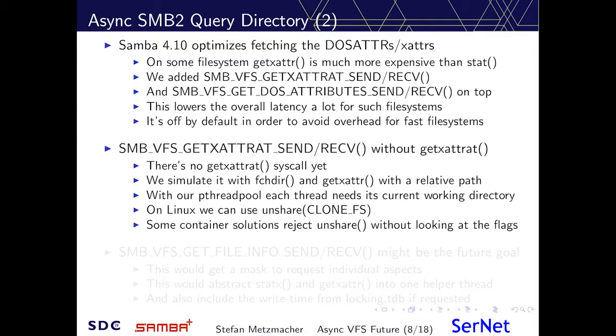So you may wonder about having getxattr add send and receive without having a getxattr add syscall. But this is actually what we would like to have, and we found that it's possible to use fchdir and then getxattr with the relative path name to simulate that. In order to do that in our pthreadpool, we need the ability to have a per-thread current working directory. And on Linux, that's possible with the unshare syscall, specifying the CLONE_FS flag.